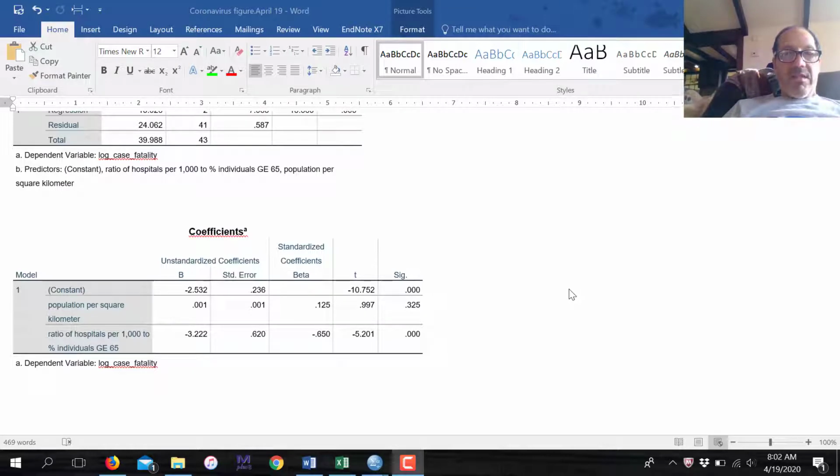So what's the bottom line then? The bottom line is for policy and public health, we need to be more concerned about our healthcare system and how it relates to the proportion of our population that is 65 and above. So we kind of have to do a better job taking care of our elderly.